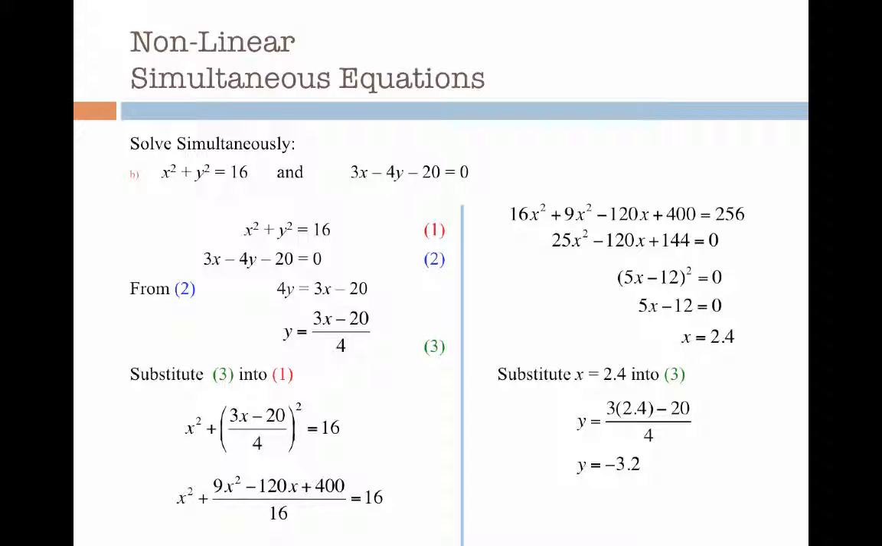Which means that the only solution for these two difficult simultaneous equations is that x will be 2.4 when y equals minus 3.2. And that's it. Why don't you try substituting these values into the equations to see if you got it correct? Good luck.